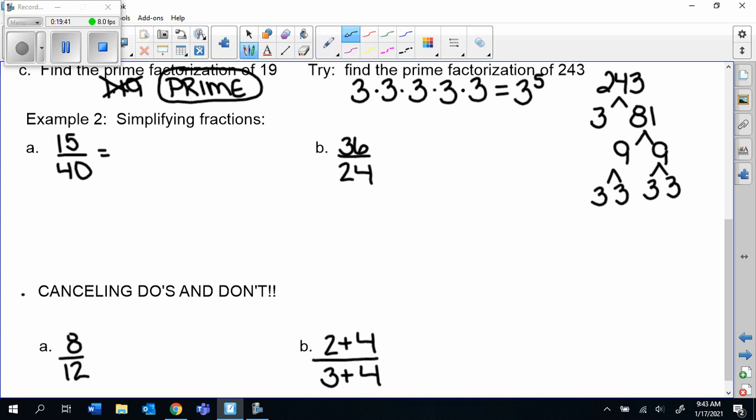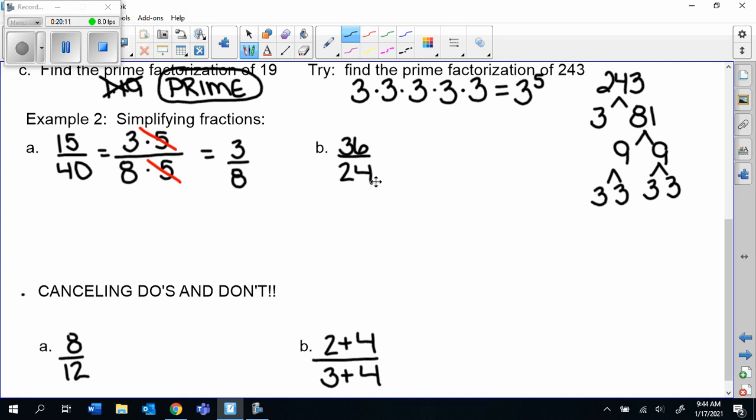So both 15 and 40 are divisible by 5. 15 is 3 times 5. 40 is 8 times 5. So if you can see that right away, what that common factor is, it's fabulous, because then we can just cross that out. And so your final answer here is 3/8.